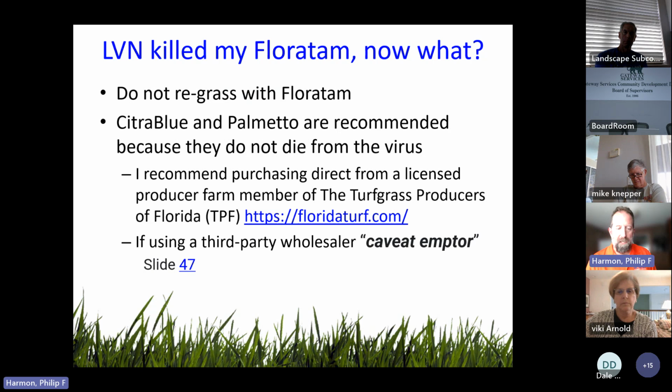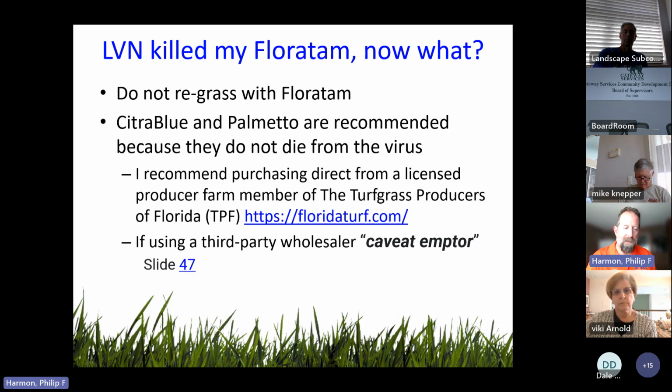And Citra Blue, which is a new variety released by the University of Florida by our turfgrass team, but that is new and that has only 5 or 6 years of data and evaluation behind it. So we are fairly confident at this point that it doesn't die from LVN either. It has done well so far, but we're cautiously optimistic about it continuing to perform well and continuing to build confidence within the end users and within the turfgrass team to be able to fully recommend that. So we have a new grass that has done very well.